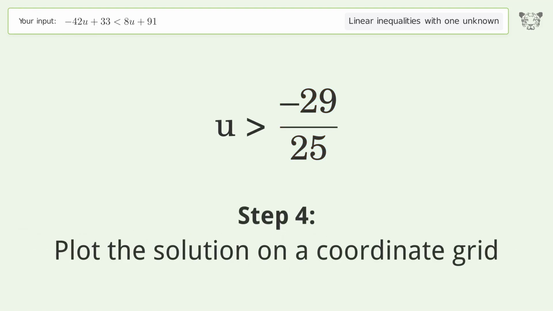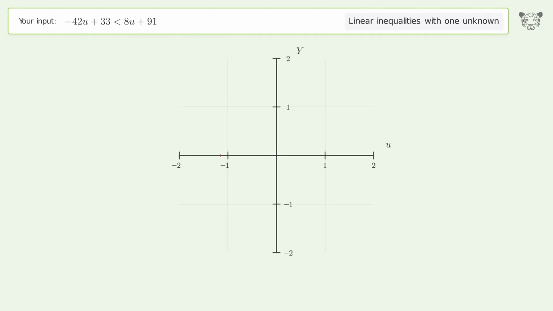Plot the solution on a coordinate grid. And so the final result is u greater than negative 29 over 25 greater than negative 14 over 25.